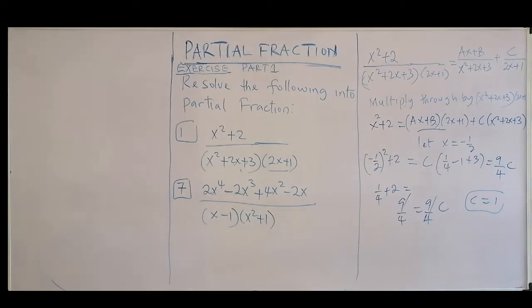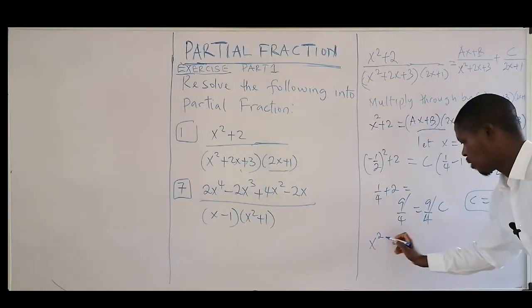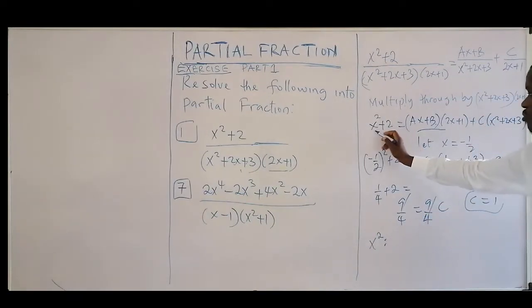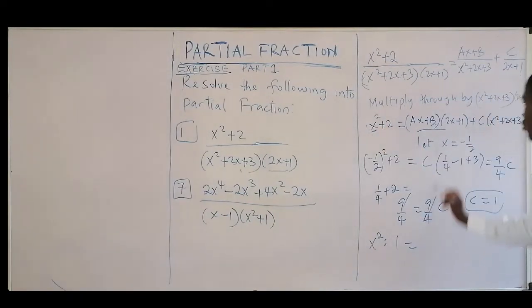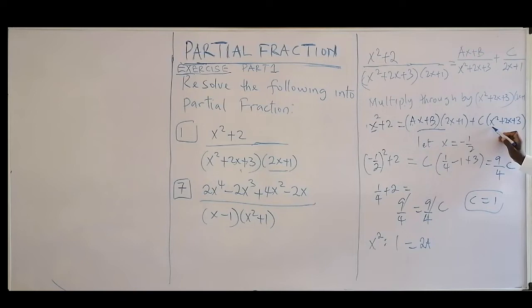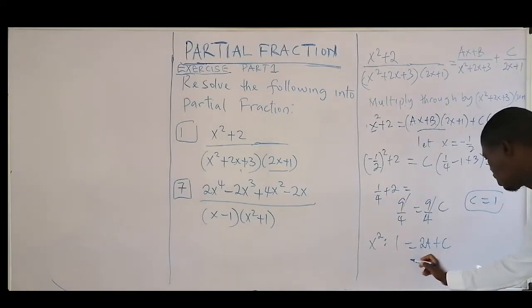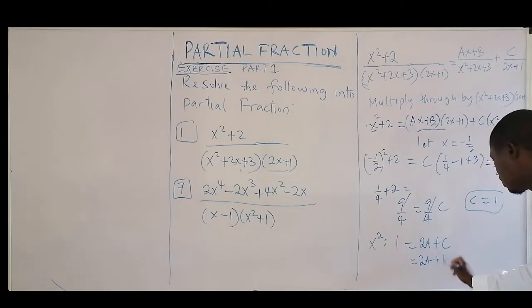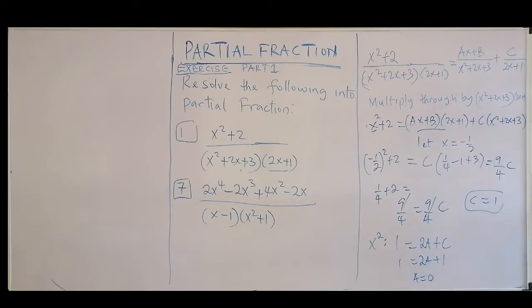Can we also equate the coefficient of x squared? The coefficient of x squared here is 1. This one times this one gives 2a x squared, so that's 2a, then we have x squared here, that's plus c. So with that, 2a plus 1 equals 1, so a is 0.